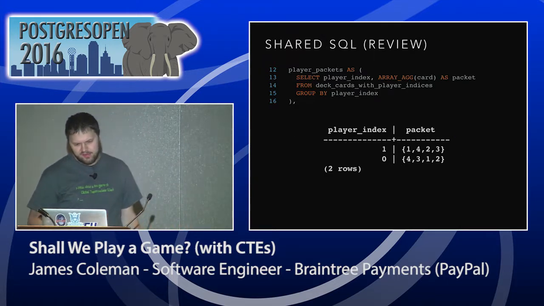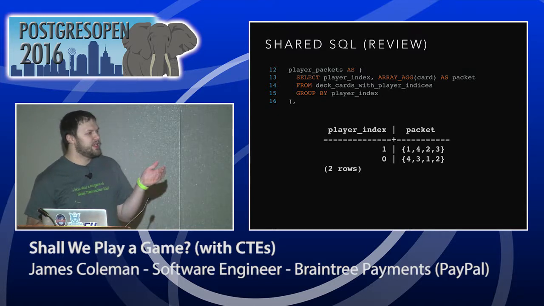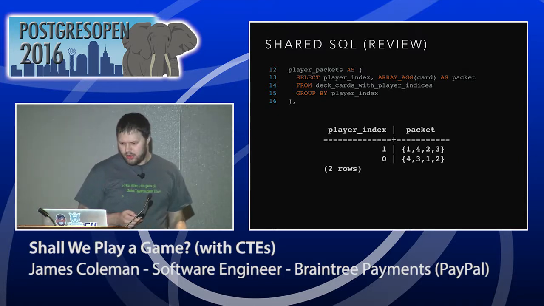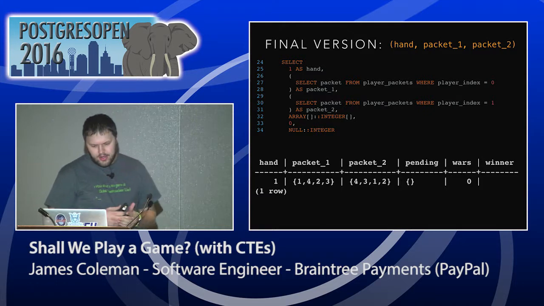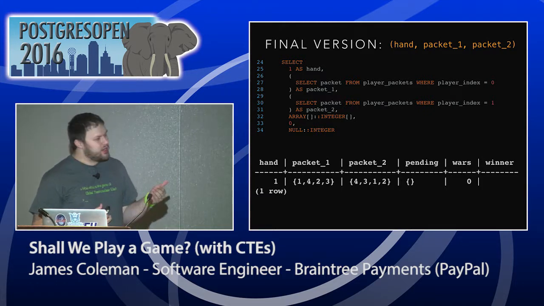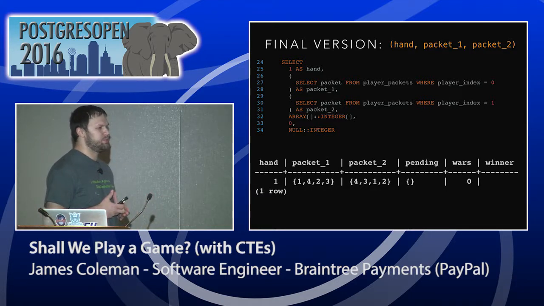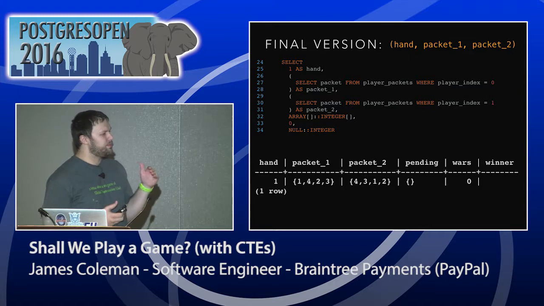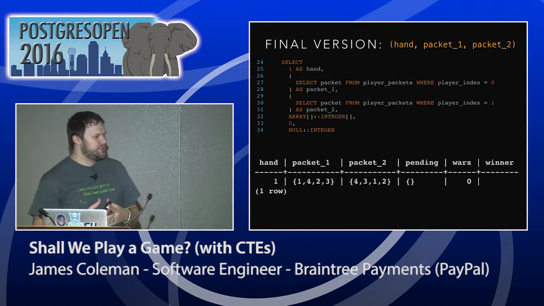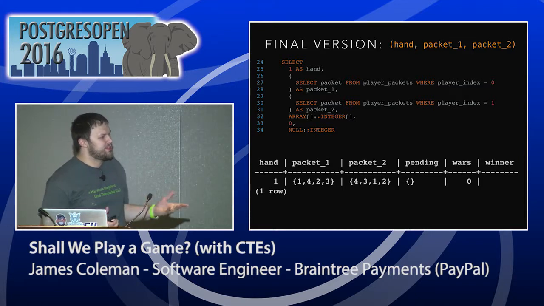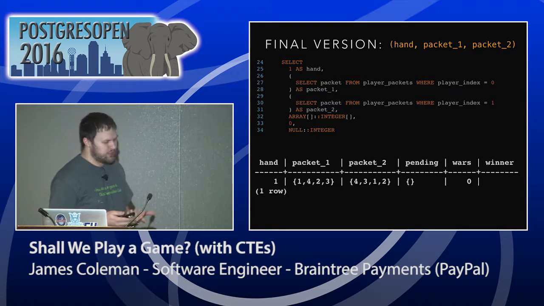A quick review again of the shared component of the code. We have 2 packets, 1 row for each player. And so now we generate our seed data, and it looks like this. We have all in 1 row, so again, we don't need to mess around with the multiple rows per hand. We have our 4 cards each for each player. The pending card starts off as empty, and there's 0 wars and no winner.